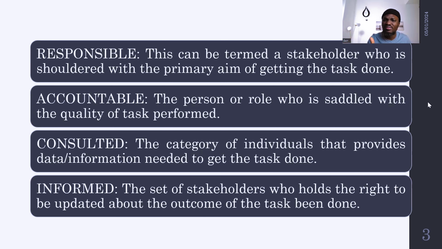In order to ensure that the requirement gathered is complete and correct, who is saddled with the responsibility of the quality of what is being done? Of course, in an agile environment, that can be termed as the Scrum Master. And if it is a waterfall environment, that can be termed as, of course, the project manager, as the case may be. Who needs to be informed?